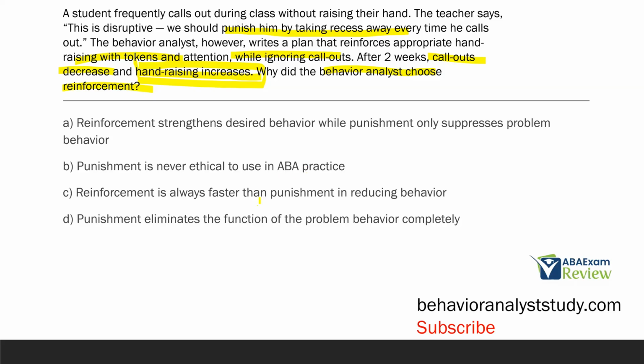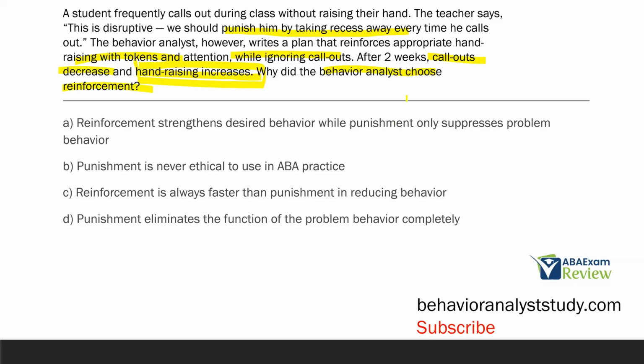C, reinforcement is always faster than punishment in reducing behavior. Be careful, reinforcement never reduces behavior. So C is just wrong. D, punishment eliminates the function of the problem behavior completely. That doesn't really even mean anything, right? With punishment, we're not reducing the function of a behavior, we're just reducing that behavior altogether.